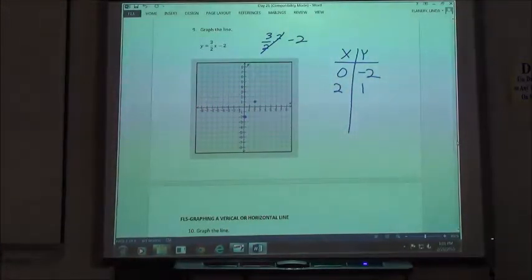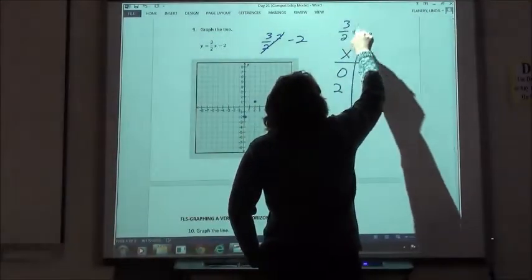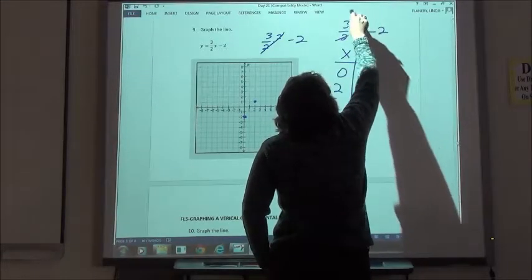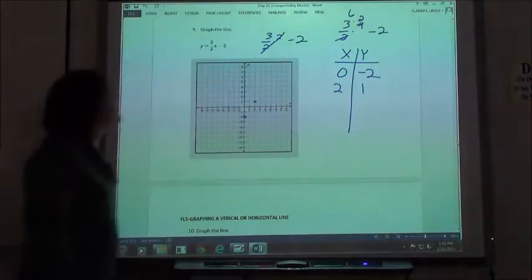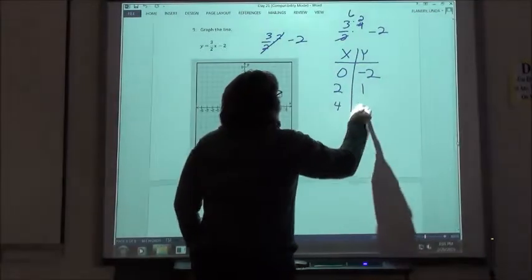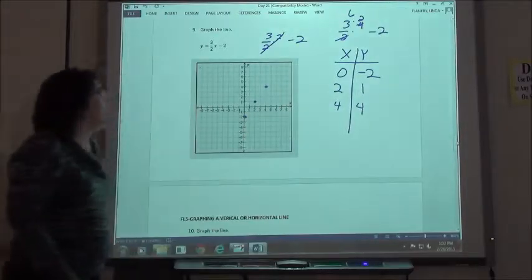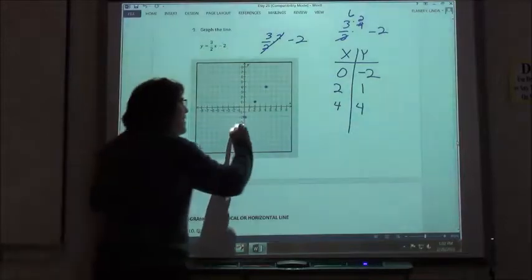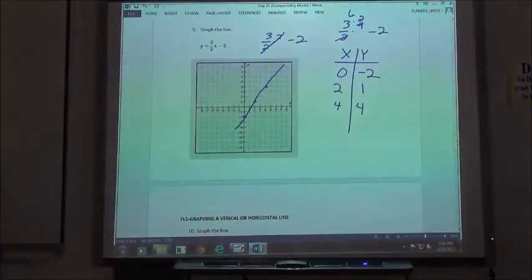4. Sarah, she's just moving right along. 3/2 times 4 minus 2. So if I do that, I'm going to get 4. Hey, I got 4, 4 again. Over 4 and up 4. Again, when I connect my dots and draw my line, my slope is positive. I should be going uphill as I go from left to right. If I could draw straight, then it would be my line.